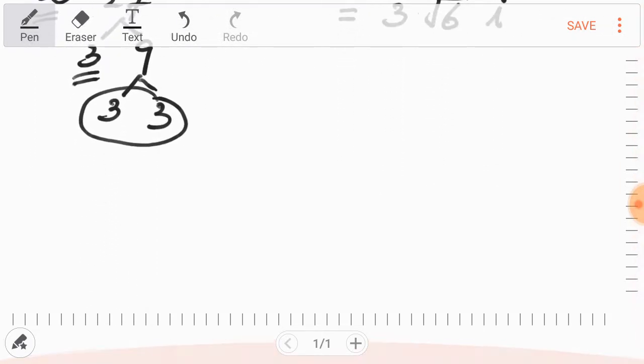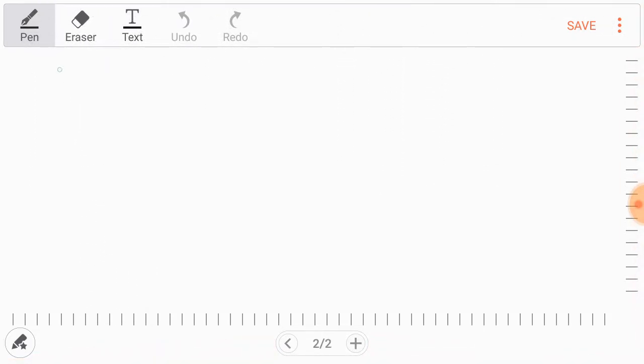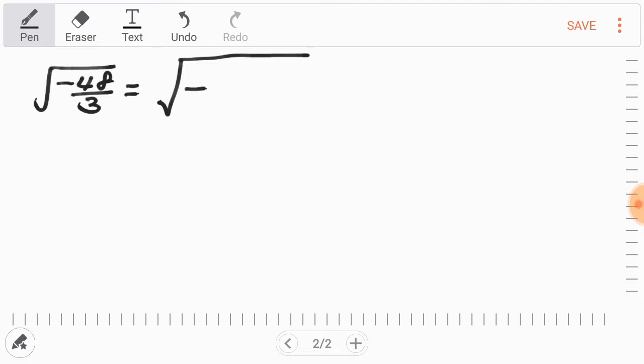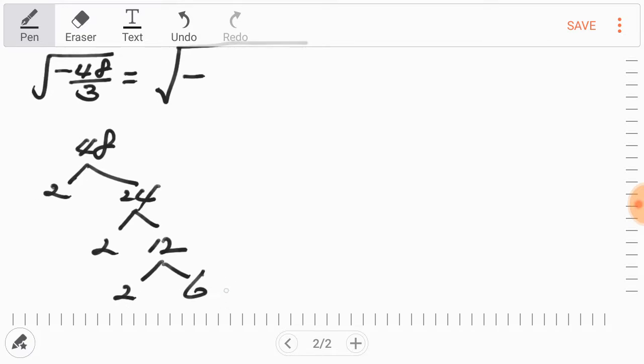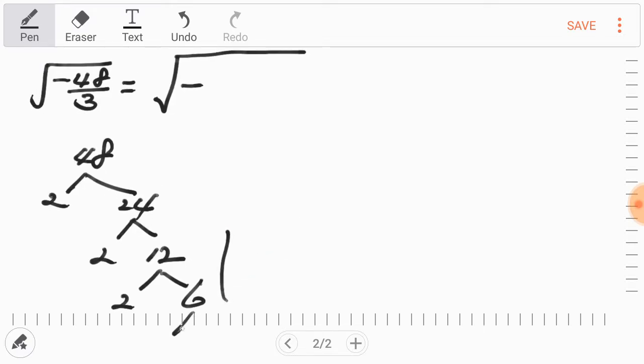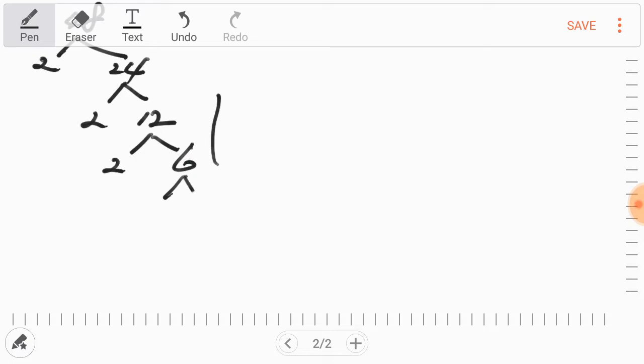Okay, let's try another one. The last example. Square root of negative 48 over 3. Okay, let's simplify inside. So negative 48. Okay, 48. Can we write this one as a product of some factors? Okay, let's try starting from 2. Then 24. 24 is 2 times 12. 12 is 2 times 6. And 6 is 2 times 3.